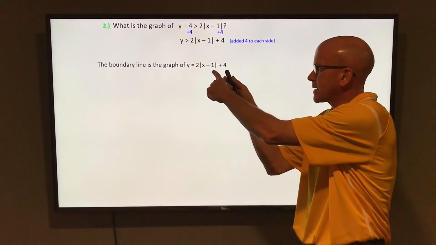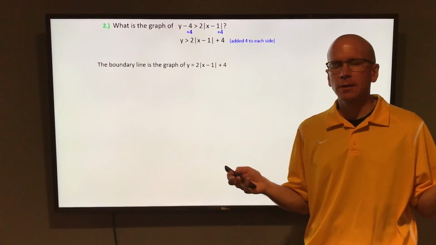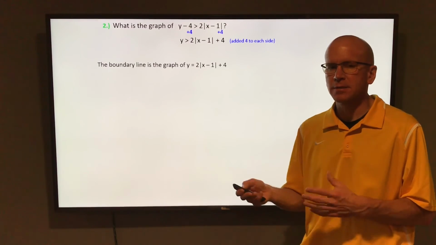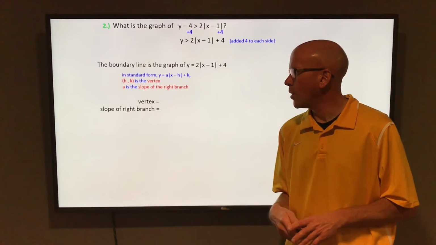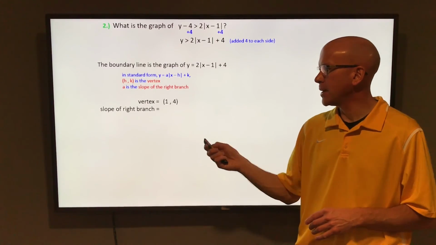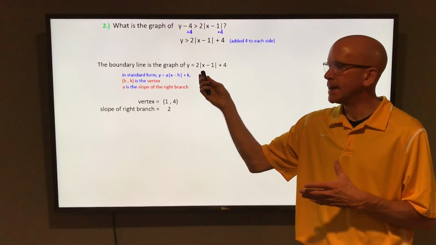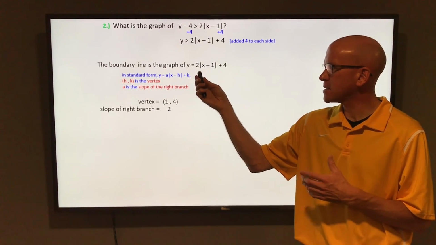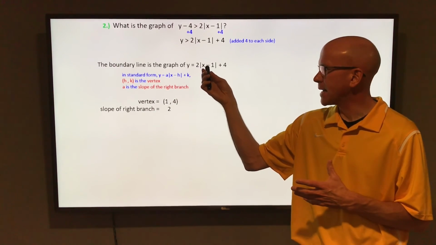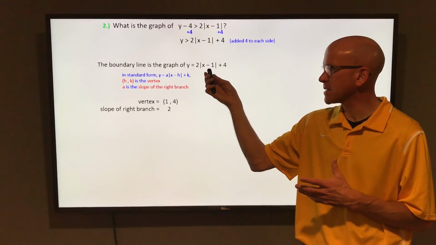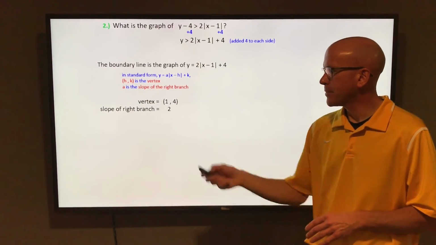It's going to have a vertex of 1, 4, and the slope of the right branch is 2. That's all you need to know to graph that, is to pick out the vertex and the slope of the right branch. So the vertex, again, is at 1, 4. The slope of the right branch is 2. Now, if you thought the x-coordinate of the vertex should be negative 1, again, for the x-coordinate of the vertex to be negative 1, it'd have to be x minus a negative 1, which would be x plus 1. So if that was showing up as x plus 1, that's when the x-coordinate of the vertex would be negative 1. But the vertex is at 1, 4.